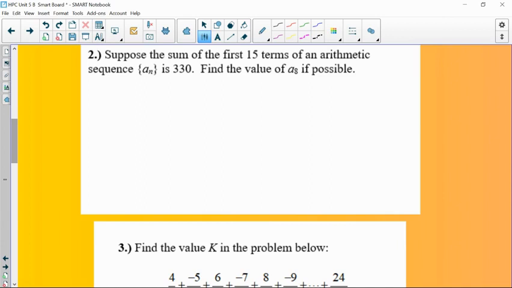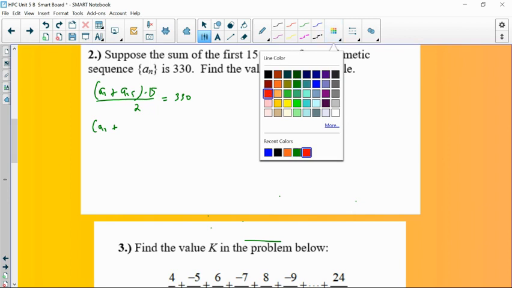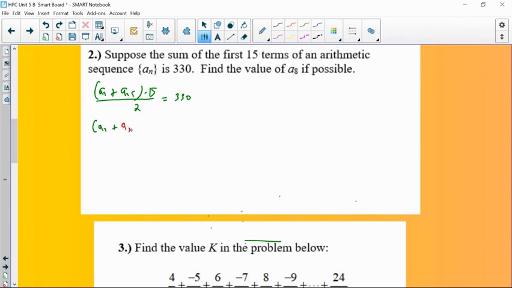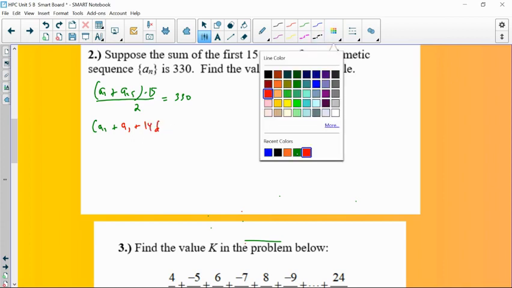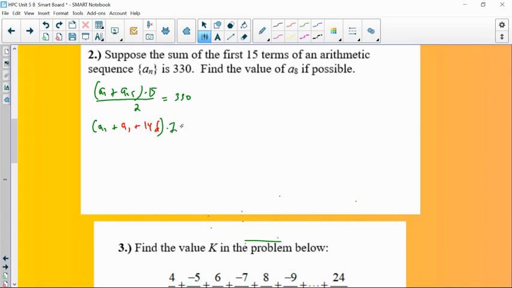Setup. So the first term, which would be A1, plus the last term, which is A15, times the number of numbers, 15 over 2, is equal to 330. And so 15 divided by 2 is 7.5. But then what I'm going to do is rewrite the 15th term, since I kind of already know how this is going to go. That 15th term is the first term plus 14 differences, okay, times that 7.5 is equal to 330.